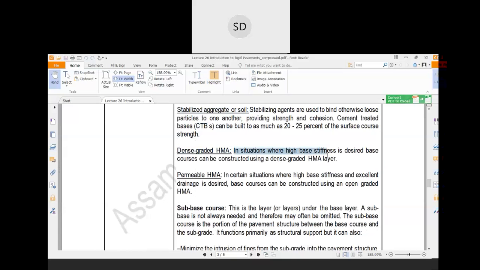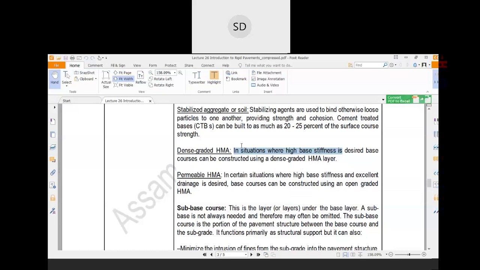Now, dense graded hot mix asphalt. In situations where high base stiffness is desired, the base course can be constructed using a dense graded HMA layer. Suppose in such cases where there would be chances of high loading, in that case, your base courses can be designed with a mixture of bituminous and aggregate material, and that is called hot mix asphalt, and above this you can build your rigid pavement surface course.